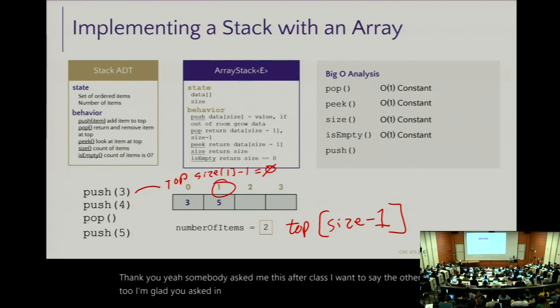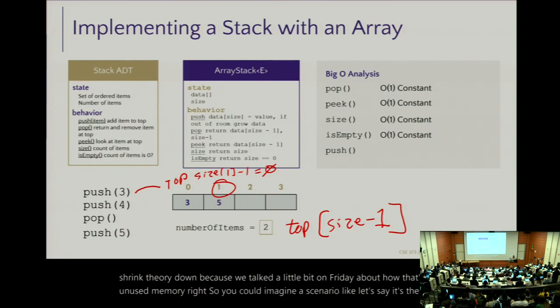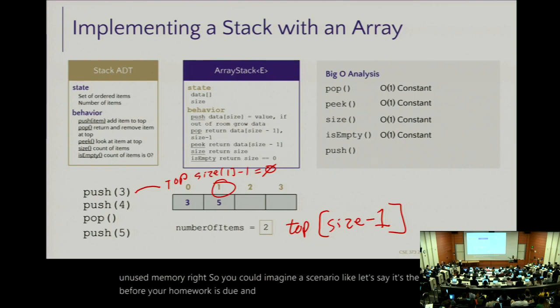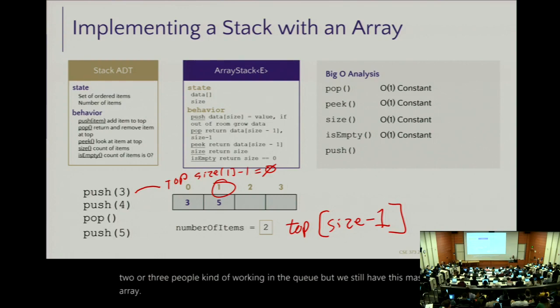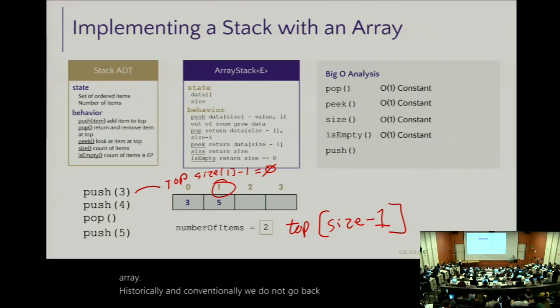So when we resize down, are we ever going to shrink the array? We talked a little bit on Friday about how that's unused memory. You could imagine the hour before your homework is due and that queue just exploded in the IPL, and we add and add and add, and then all those TAs are just getting through the queue. And then after that, we have just two or three people working in the queue, but we still have this massive array. Historically and conventionally, we do not go back and resize the array down.